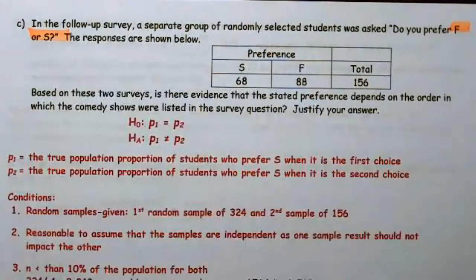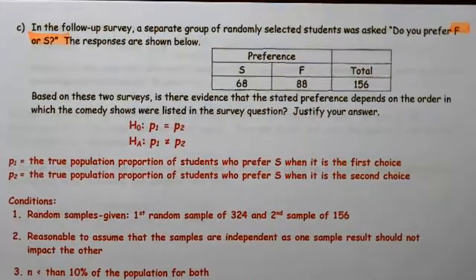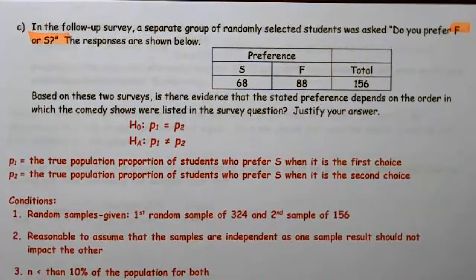So based on these two surveys, part A and part C, is there evidence that the stated preference depends on the order in which the comedy shows were listed? So I'm going to sit there and go, gosh, I don't know really what to do, but I know I have two proportions. If the proportions are the same, then there's no difference. If the proportions are different, then something changed, and the only thing that appears to change is the order.